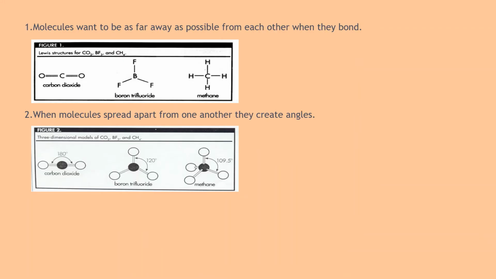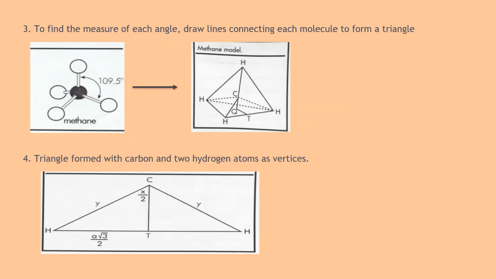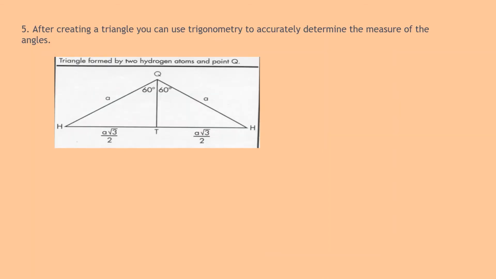First, molecules want to be as far away as possible from each other when they bond. Second, when molecules spread apart from one another, they create angles. Next, to find the measure of each angle, draw lines connecting each molecule to form a triangle. Triangle formed with carbon and two hydrogen atoms as vertices. And lastly, after creating a triangle, you can use trigonometry to accurately determine the measure of the angles.